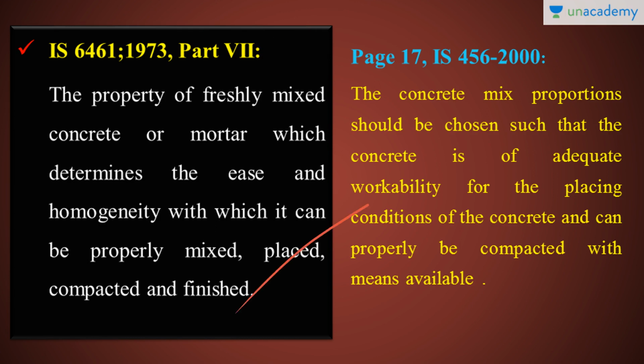This is a definition we are almost as familiar with. It says that it is a property which makes the concrete easy to work with. That means practices like mixing, placing, compacting and finishing can be done, or executed, with a certain extent of ease. That's what it explains. On page 17 of IS 456-2000, it says that the concrete mix proportion should be chosen such that the concrete is of adequate workability for the placing conditions of the concrete and can properly be compacted with the means available. So this code itself says how important the workability of concrete is.